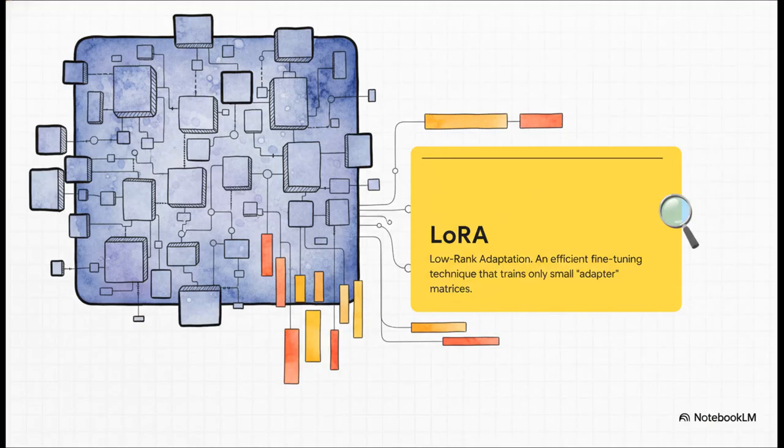First up, we have LoRA. Think about this. Fully retraining one of these giant models can cost millions of dollars. It's just not practical. LoRA is a brilliant workaround. It freezes the massive base model and just trains these tiny little adapter layers that you plug in on top. It means you can efficiently specialize a model for a new task for a tiny fraction of the cost.